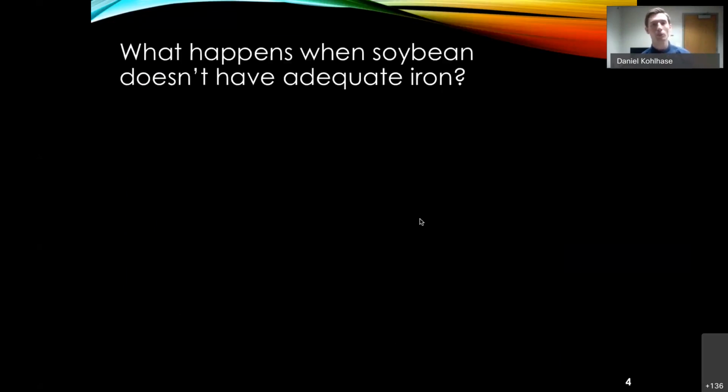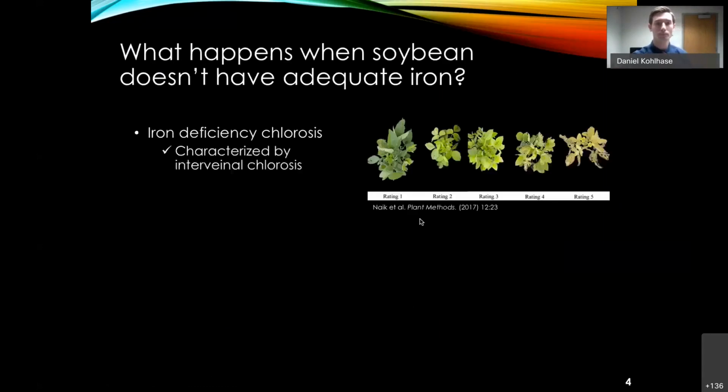So what happens when soybean doesn't have adequate iron? Well, we call this iron deficiency chlorosis, and this is characterized by interveinal chlorosis. And on the right, you can see a figure of a 1 through 5 rating scale that we use in IDC research, with 1 being a green healthy plant and 5 being a stunted, chlorotic, and even necrotic plant.